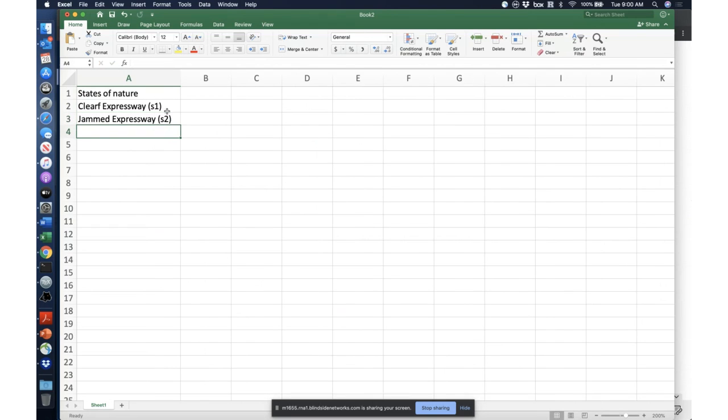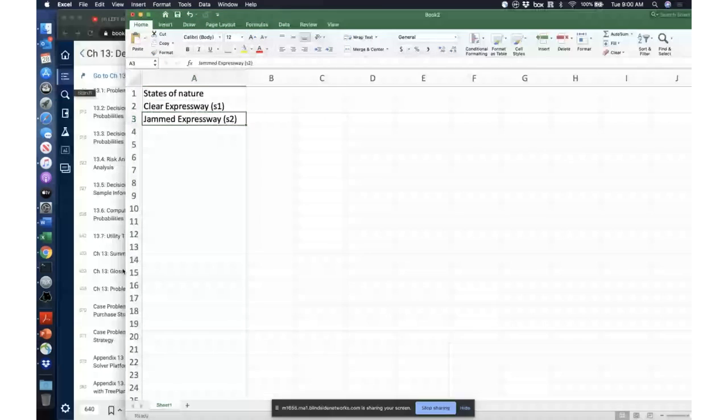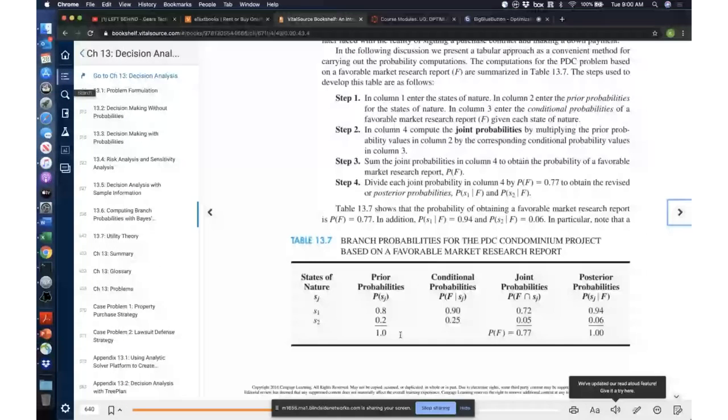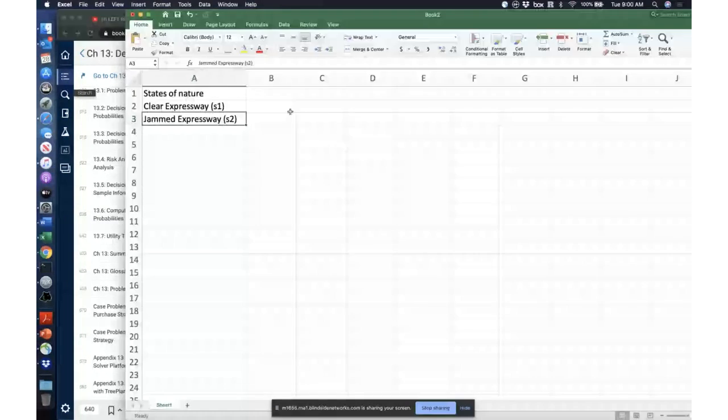These are your two states of nature. Expressway is clear or expressway is jammed. You don't know which one is going to happen. That's really not under your control, right? Then you start with prior probabilities, have the conditional probabilities, and then you calculate the joint and posterior probabilities. So let's calculate that. So start with prior probabilities.